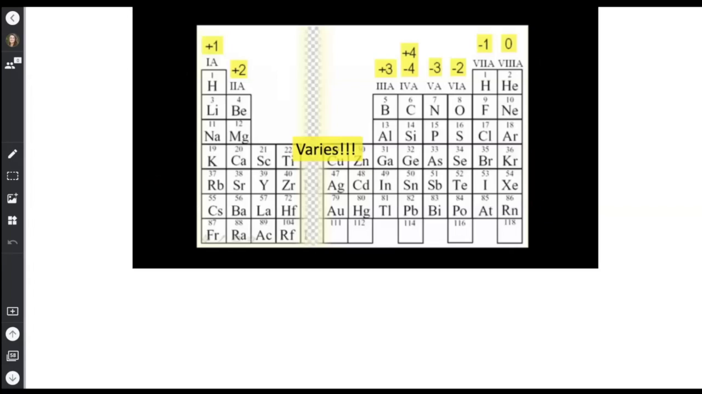So here we see that just kind of summed up. You see your positive 1, 2, 3, and then plus or minus 4, and then 3, 2, 1. And group 18 doesn't want to do either, so that's why you see 0. It's neutral.